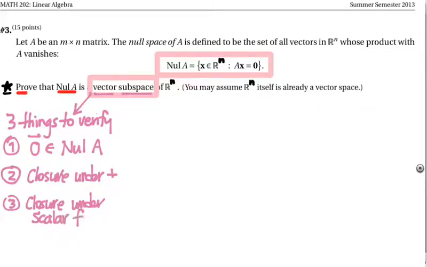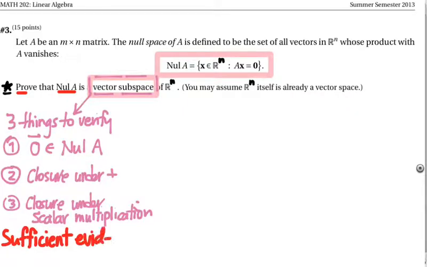So anytime you're asked to prove something, a good place to start is to zero in on the statement that you're being asked to prove. In this case, the statement is that this set is a vector subspace of Rn. And try to unpack the conclusion. In other words, we're trying to figure out, how are we going to know when we've proven it? I call this the sufficient evidence.